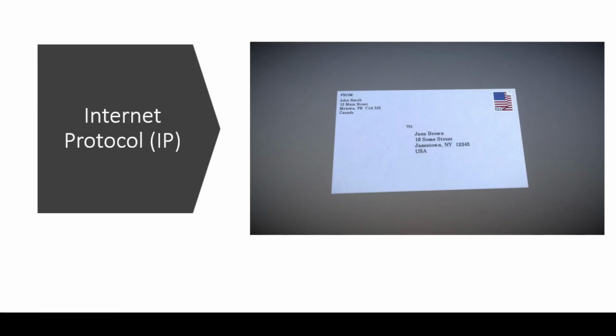And so you may have heard of IP. You may have heard of the phrase TCP/IP, and this is the IP part of it, which is the Internet Protocol. And you can kind of think of it like an old letter. You're going to send something somewhere, but instead of an address, what you're going to see is something like this.